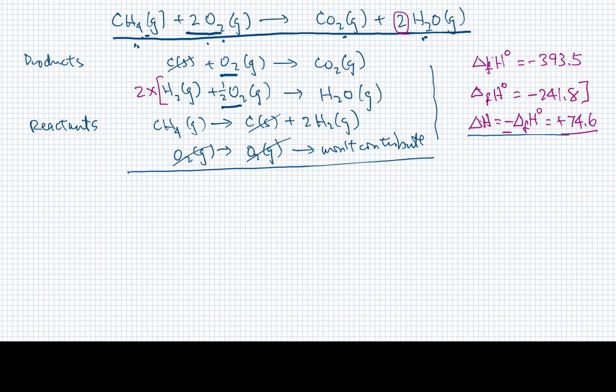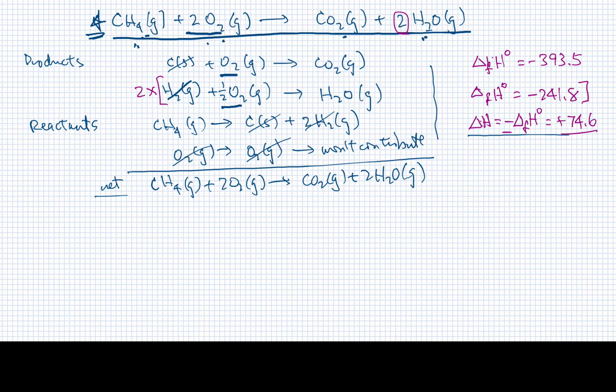So the carbon solids cancel. The H2s, 2 of them here, 2 of them here, they will cancel. And so in the end, our net reaction will be exactly the reaction that we want up at the top. So I will have CH4 gas plus 2O2 gas going to CO2 gas and 2H2O gas. Exactly the net reaction that I want.